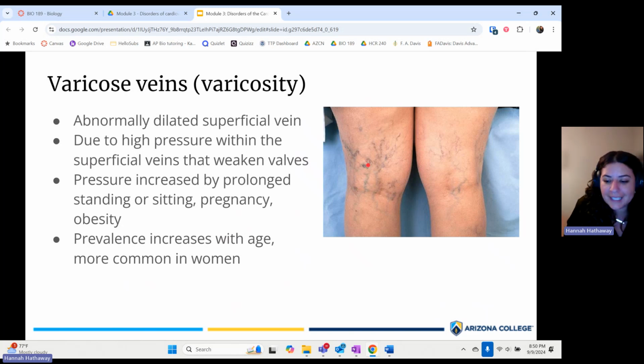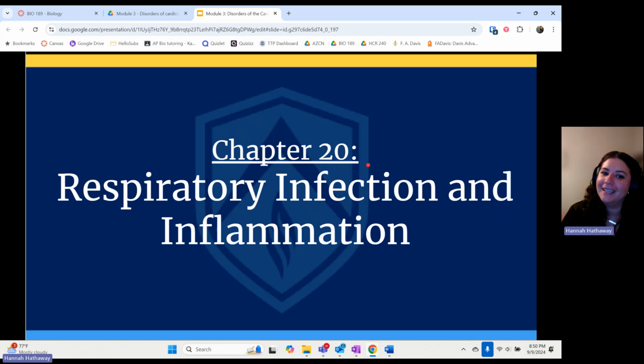Okay. See, that chapter was short. We're flying now. We're almost done. Chapter 20, respiratory infection and inflammation. So we started with the heart things. We did a little sidetrack to veins, which makes sense though. It's still the circulatory system. And now we're doing a little bigger sidetrack to lungs, but the heart and the lungs work together. So it's not that big of a sidetrack.